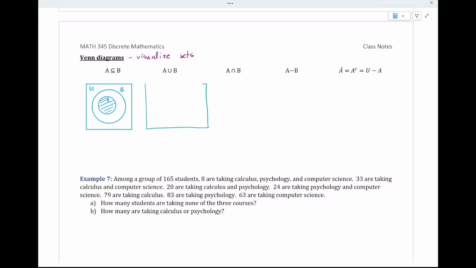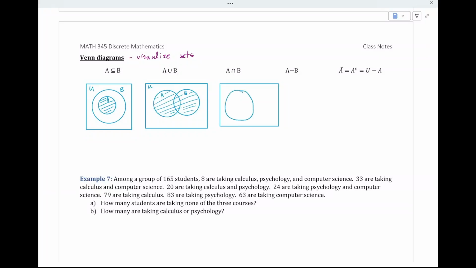Next up is A union B. So here we'll draw A and B, and this is our universe, and A or B, or A union B, is everything that's in A or B, or both. So we have that region shaded. Next up is A intersect B, A and B. Here's A, here's B, and this, of course, is our universe. A intersect B is the things that are in both sets. So that's this region in the middle that they share.